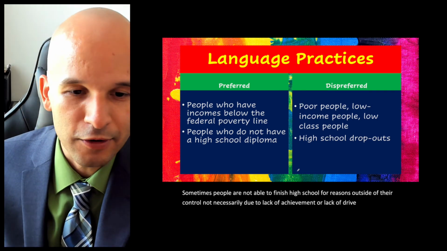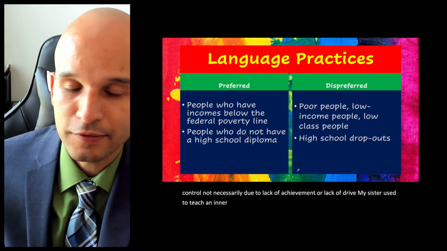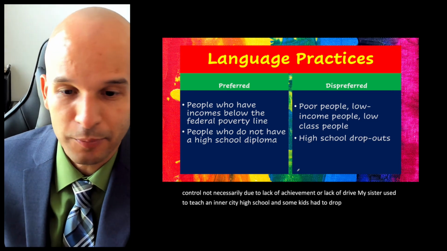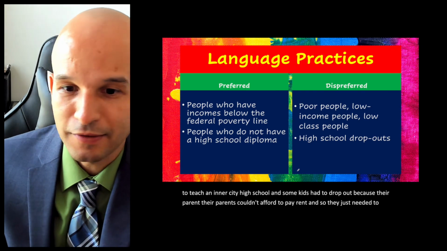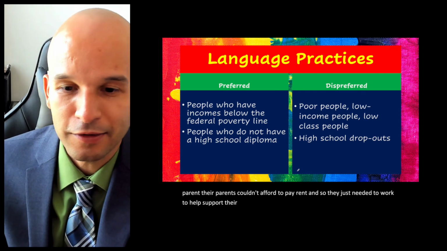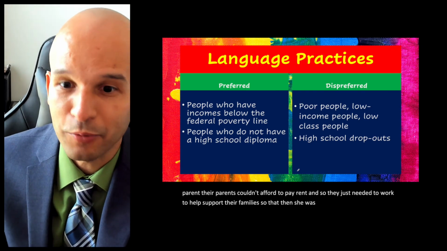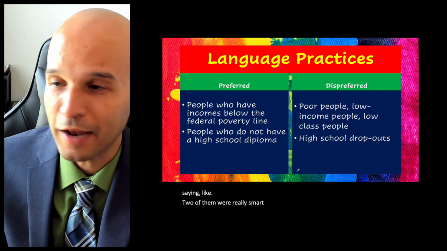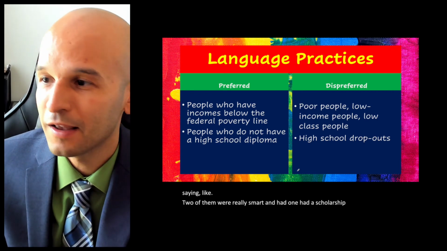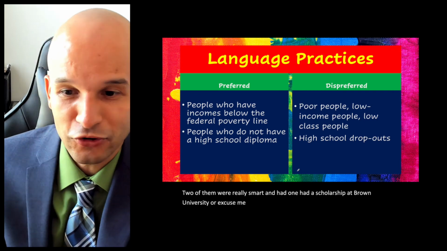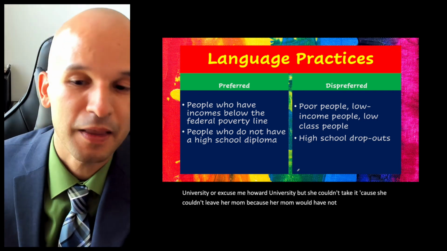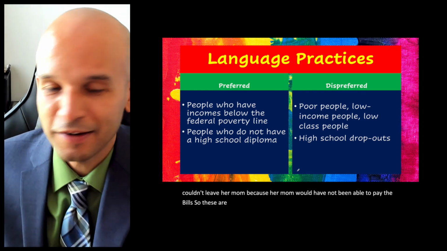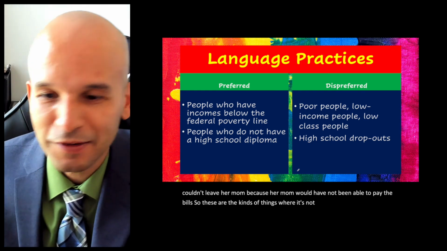My sister used to teach at an inner city high school, and some kids had to drop out because their parents couldn't afford to pay rent, and so they just needed to work to help support their families. She was saying two of them were really smart and one had a scholarship at Howard University, but she couldn't take it because she couldn't leave her mom, because her mom would not have been able to pay the bills. So these are the kinds of things where it's not always somebody's fault when these things happen.